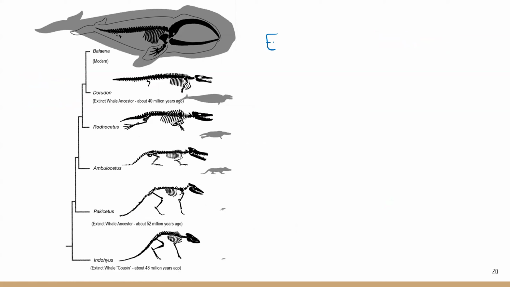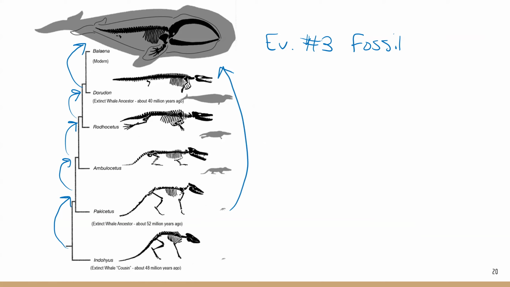Evidence number 3, fossils. We can look at the fossil record. And again, we can see that we have changes that take place. Look at the 48 million to, so we've got a 40 million year time frame here where we see small changes in the fossil record that imply that we went from this structure to that structure. Evidence number 4 is the genetic code.